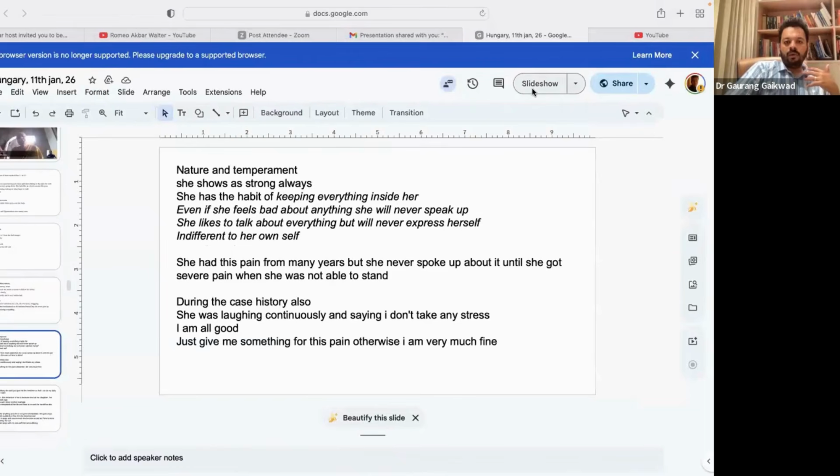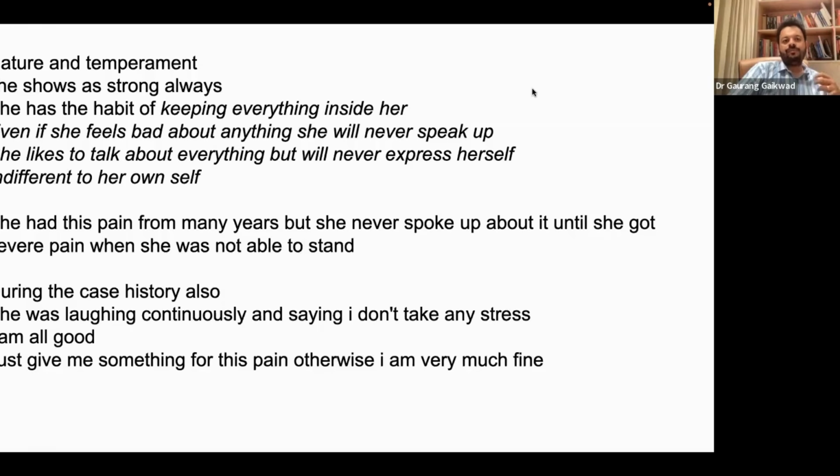A little bit more about her. I asked, okay, tell me a little bit more about her. She has a habit of keeping everything inside her. And even if she feels bad about certain things, she will not speak up. So much so that she will be indifferent to her own self. Even if she's suffering, she will not say, take me to a doctor. That is the main symptom about her. She's indifferent about her own suffering. She will never express that she's suffering. That is her main symptom.